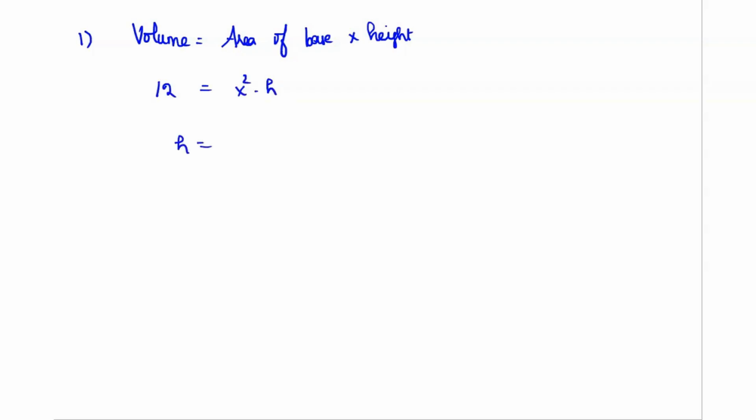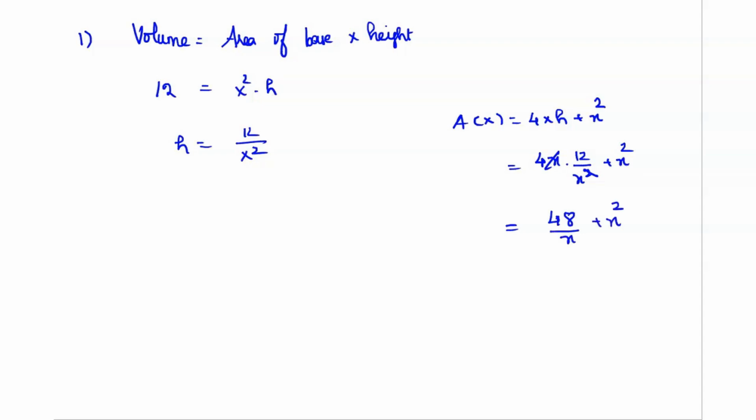So height is equal to 12 by x squared, and it is given that A of x equals 4xh plus x squared, which is equal to 4x multiplied by 12 by x squared plus x squared. So we can cancel these two, which gives 48 by x plus x squared.